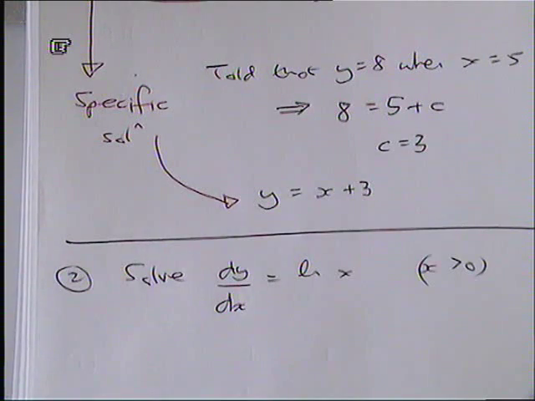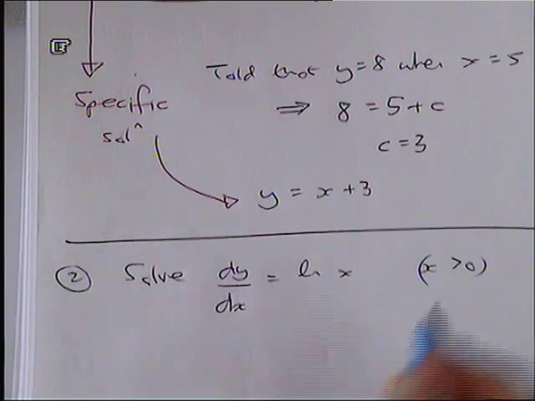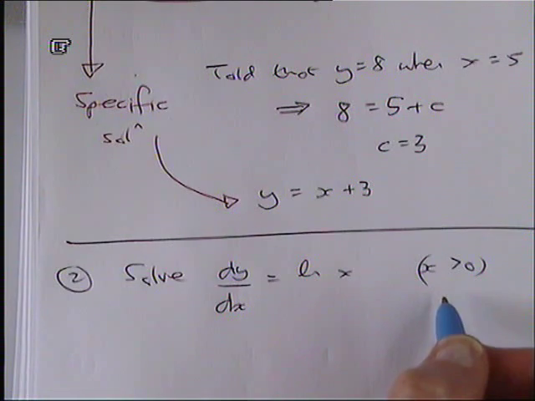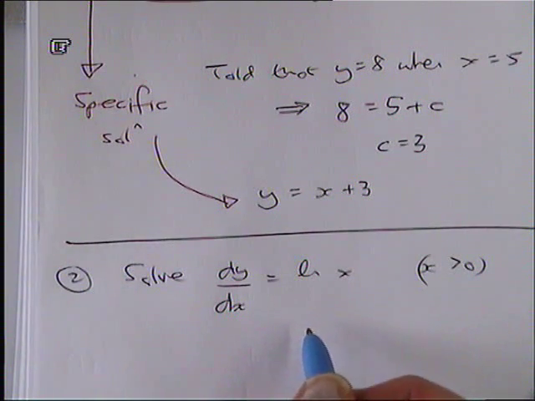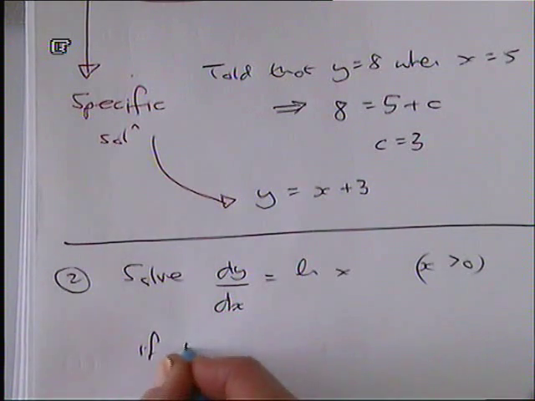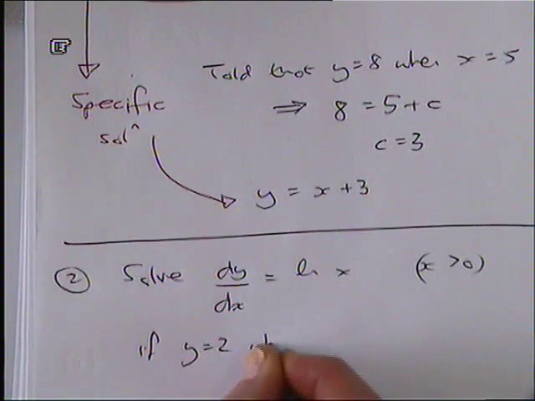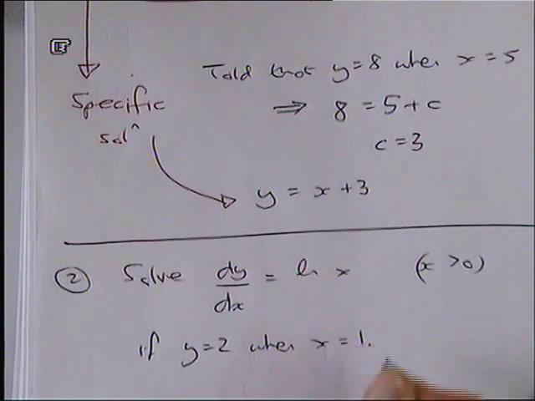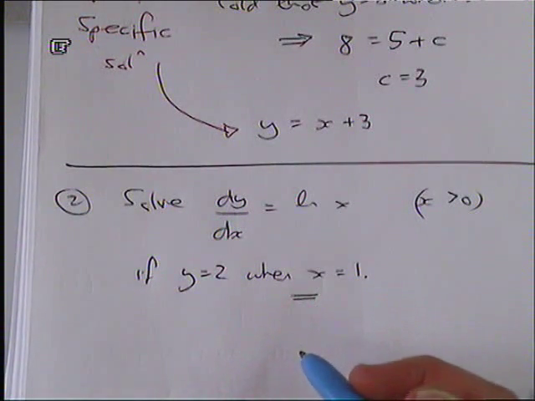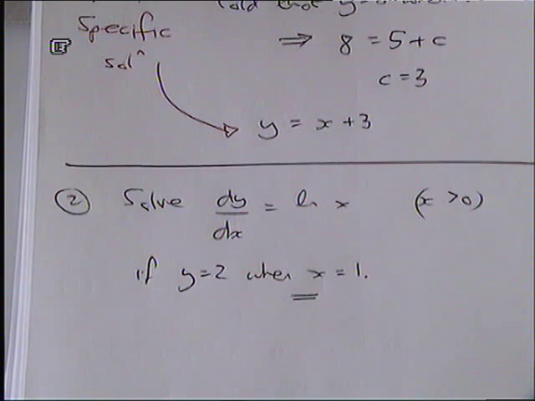Number 2 is solving dy dx equals log of x. We're told that x is always going to be greater than 0. Why are they saying that? So you can do 1 over x, and so you can do log of x as well. Yeah, you're on the right lines. And they're also telling us y equals 2 when x equals 1. And that other bit of information means that we can get a specific solution, not just a general solution.